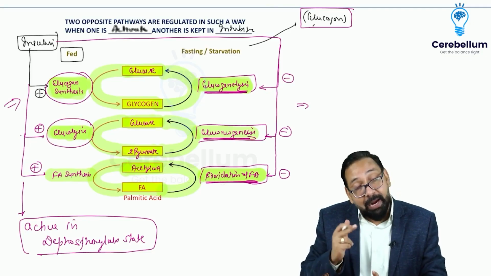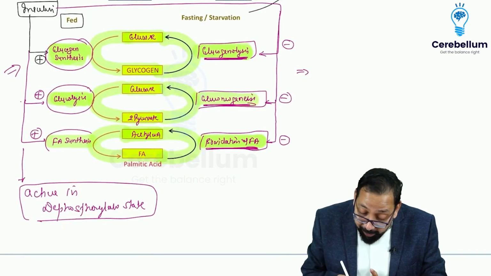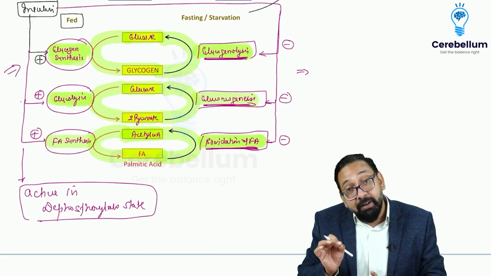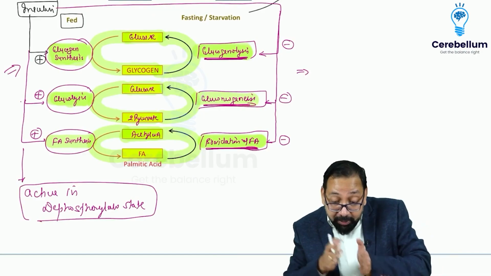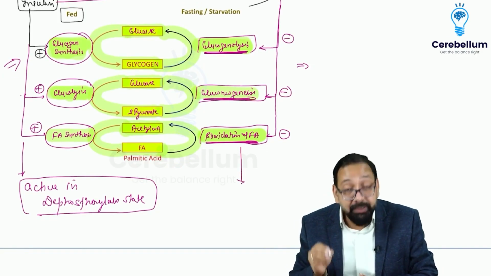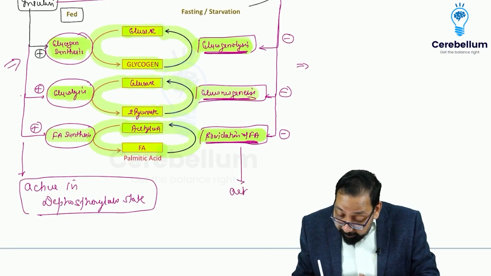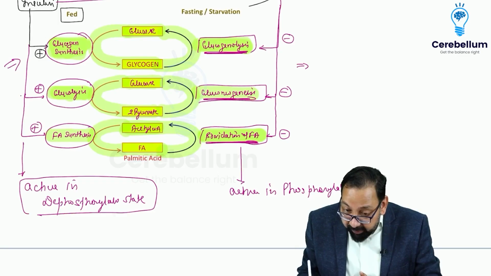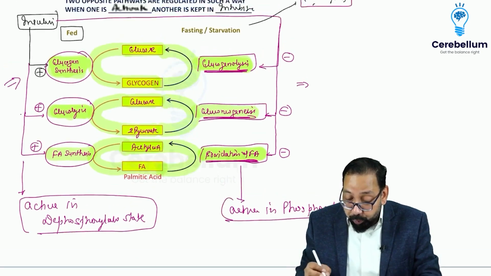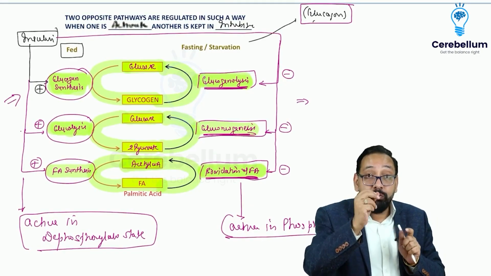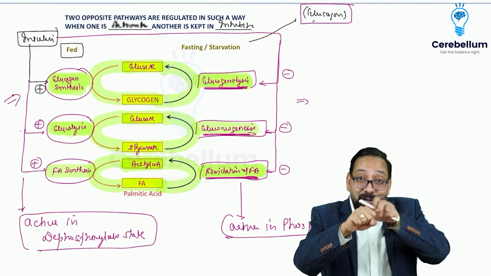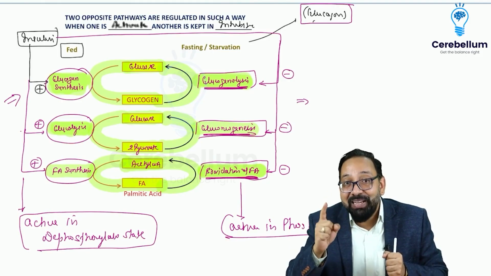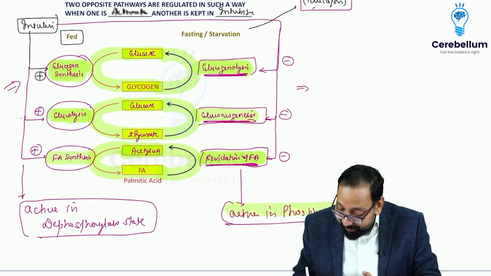Phosphofructokinase of glycolysis is active in the dephosphorylated state. Acetyl coenzyme A carboxylase of fatty acid synthesis is active in the dephosphorylated state, and exactly opposite, the rate limiting enzymes of these opposite pathways are active in the phosphorylated state. If you remember, I told you glycogenolysis, glycogen phosphorylase: phosphate is joined, it became powerful, meaning glycogen phosphorylase is active in the phosphorylated state.